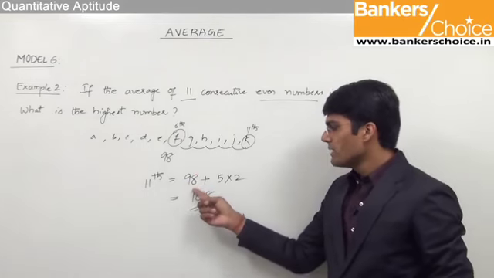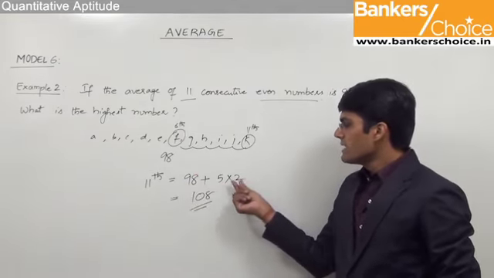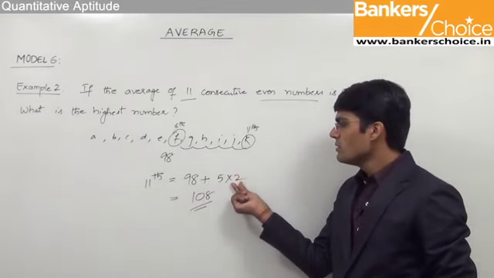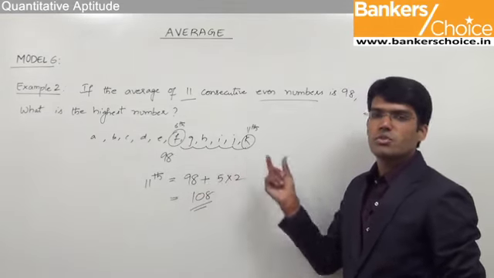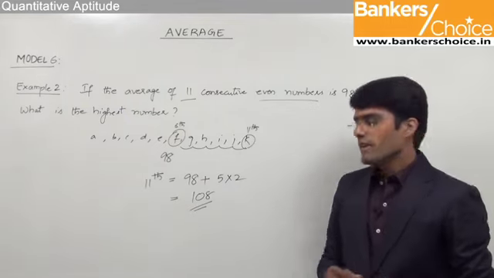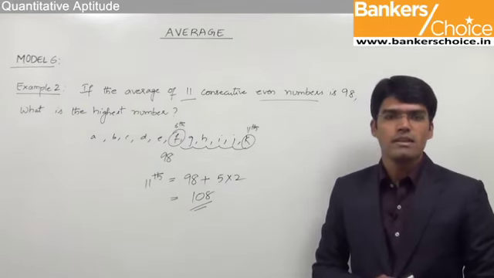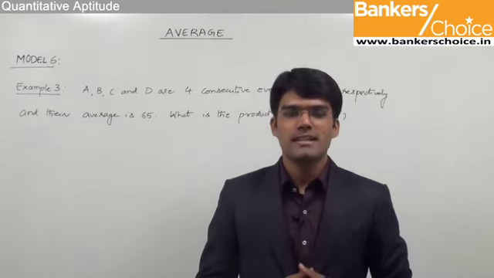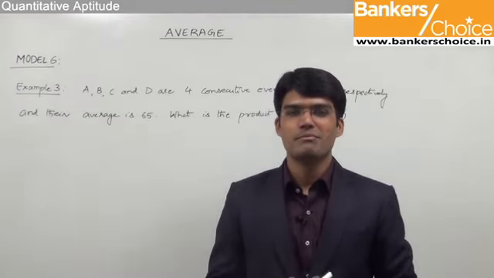98 is the 6th number, 5 is the number of numbers which we have after the 6th number, and 2 is the difference between each two consecutive numbers. So we can directly say that the highest number will be 108 without writing any steps. Let us now take another example based on consecutive even numbers.